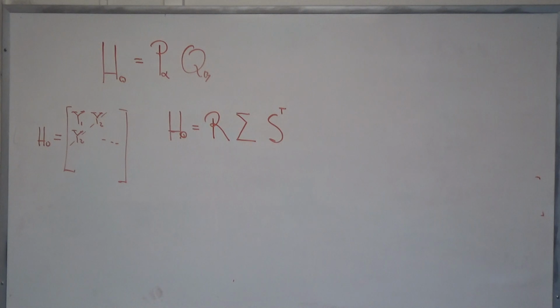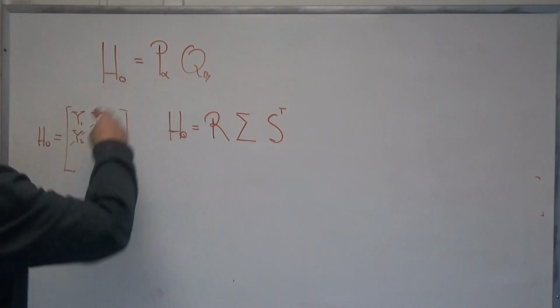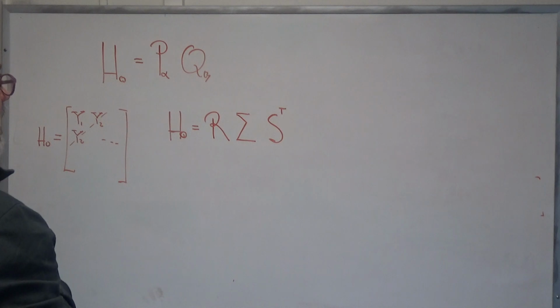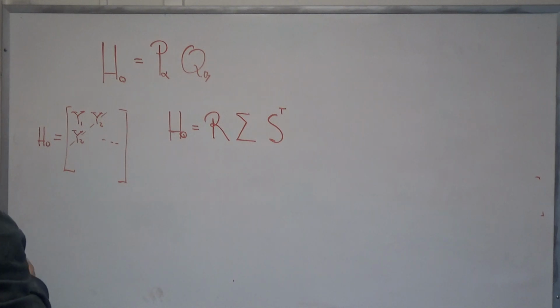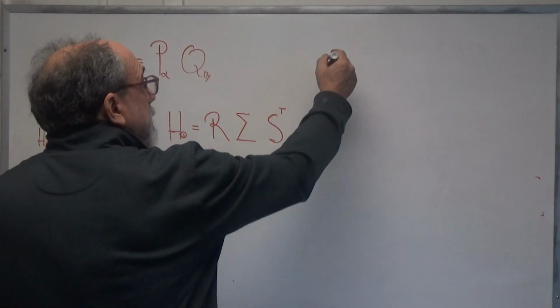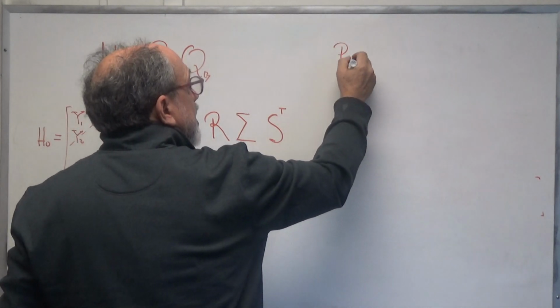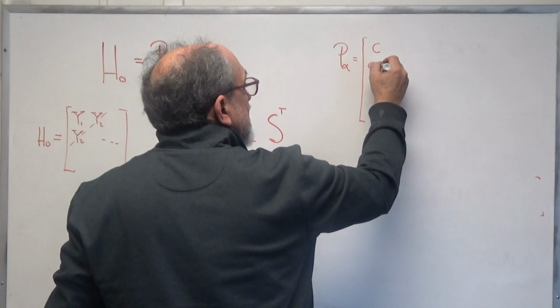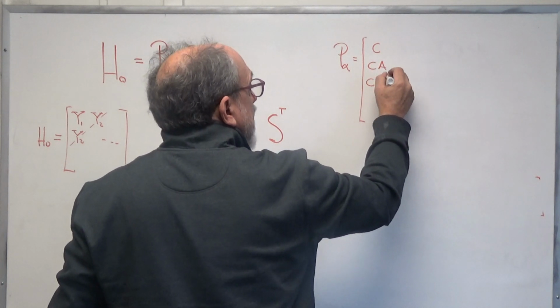Now, the next thing that we see is the following. The observability block P alpha is a matrix like this, C, CA, CA squared, etc.